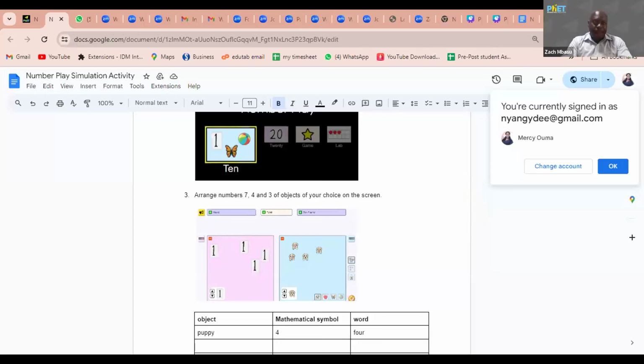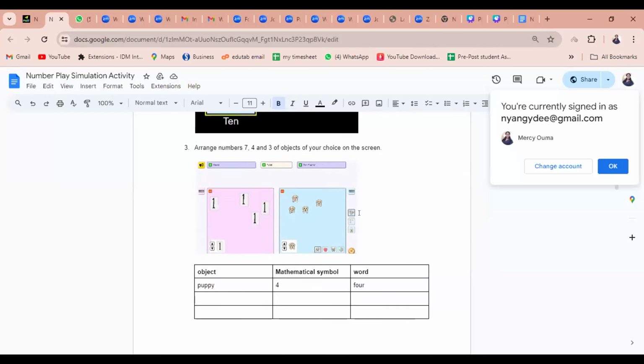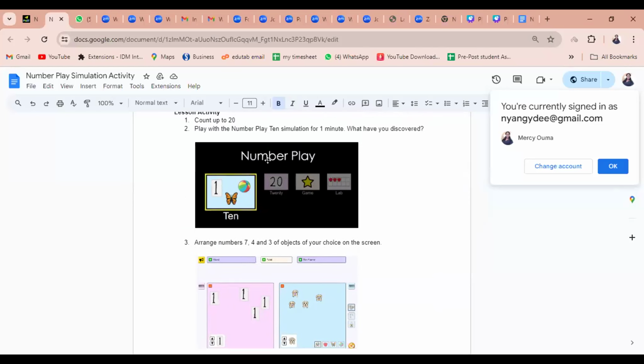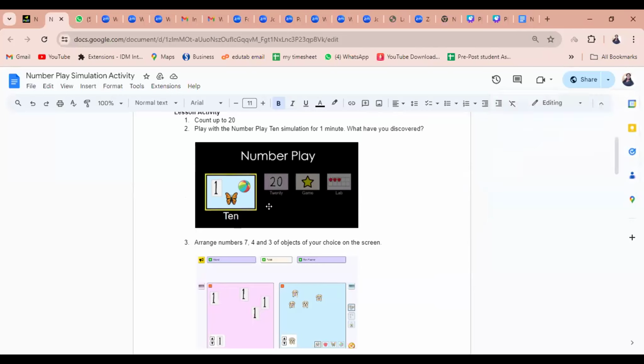So we were doing this activity on number play. I hope you can all now see my screen. Yes. Okay, fine. So there are these questions: you had counted up to 20. Most of the learners can do that very well. And now you have played openly with the simulation for 1 minute.